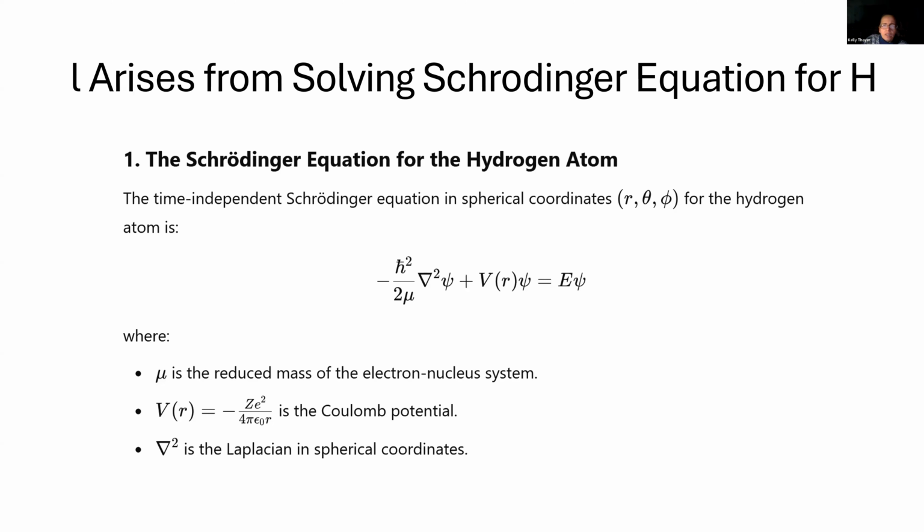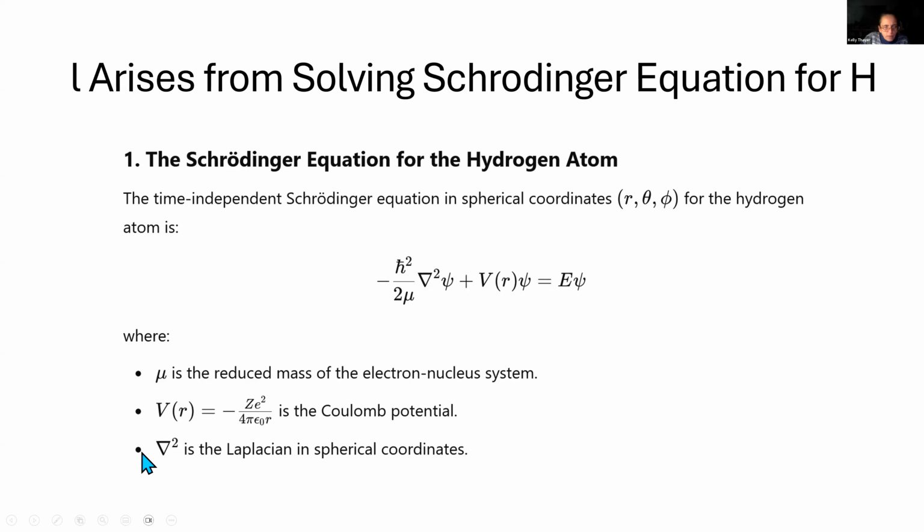A major difference is that this one is going to be in terms of r, theta, and phi for the hydrogen atom. Mu is the reduced mass of the electron-nuclear system, which is this right here. V of r equals negative Z squared over 4 pi epsilon-0 r. This is the Coulombic potential. V of r is radially dependent because we have this r for the distance in there. So that is the other term.